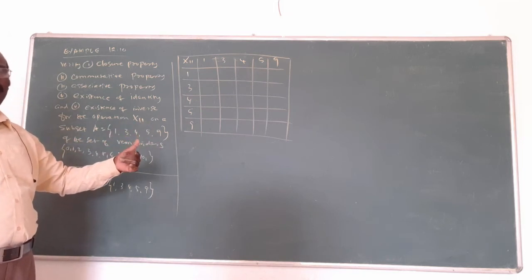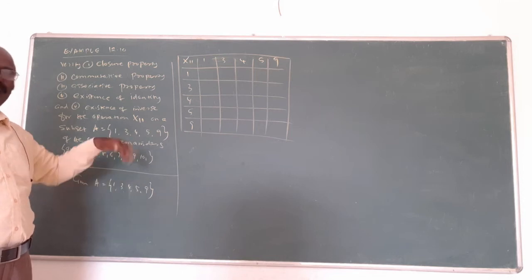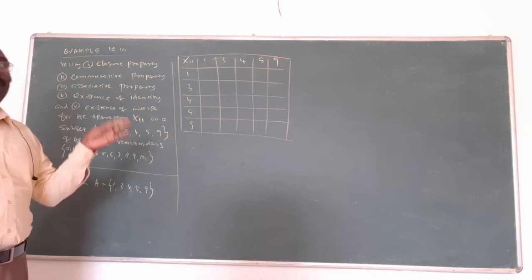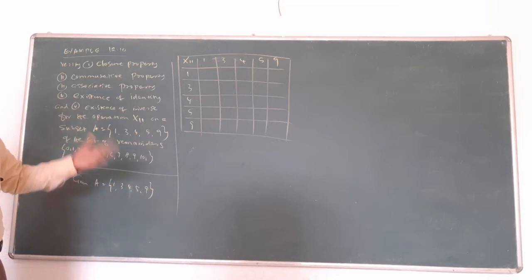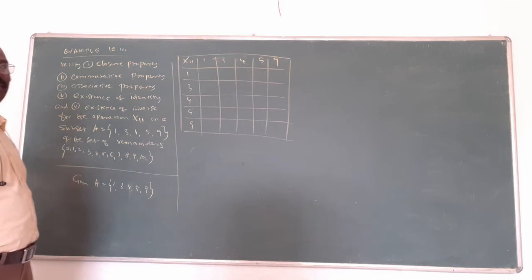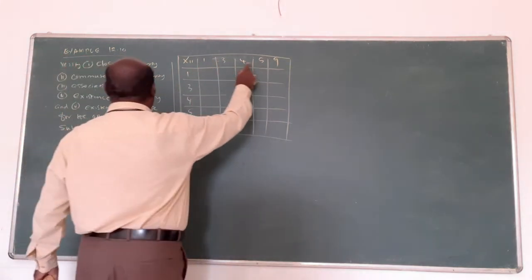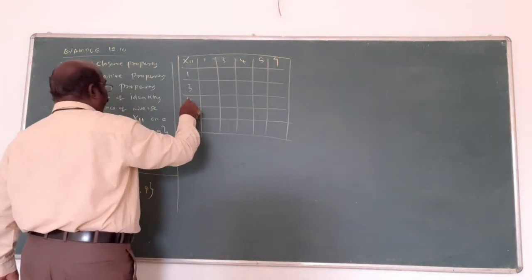Multiply both numbers. Below 11 means you write the number. If more than 11 comes in, divide by 11, and write the remainder only. That's why the remainders are 0 to 10, up to 10, not 11. This is A. A is what? 1, 3, 4, 5, 9.